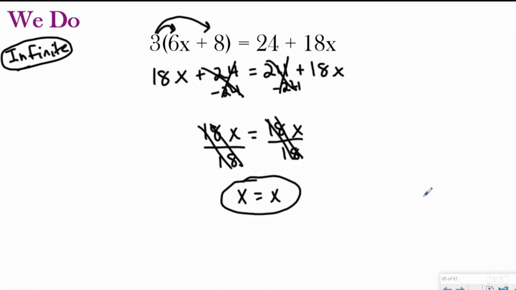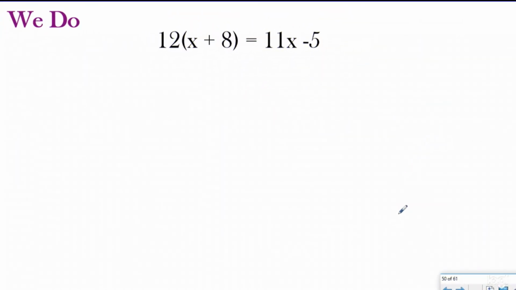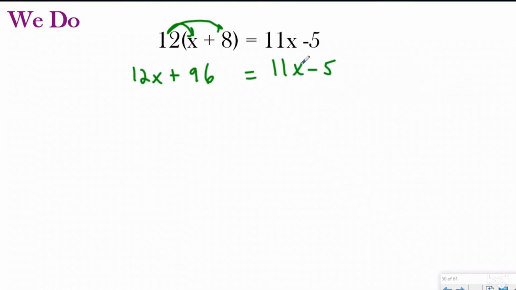Let's go ahead and do our last example. Okay, if you're ready for this one, go ahead again, pause the video, try it. You can push play and check your work. If you're not there yet, that's okay. Go ahead and write it down with me. And obviously the first thing we want to do is distribute out. So I'm going to have 12x plus 12 times 8, which is 96, and that is going to equal 11x minus 5. Now, when I look at this, I see my variables are different and my constants are different.